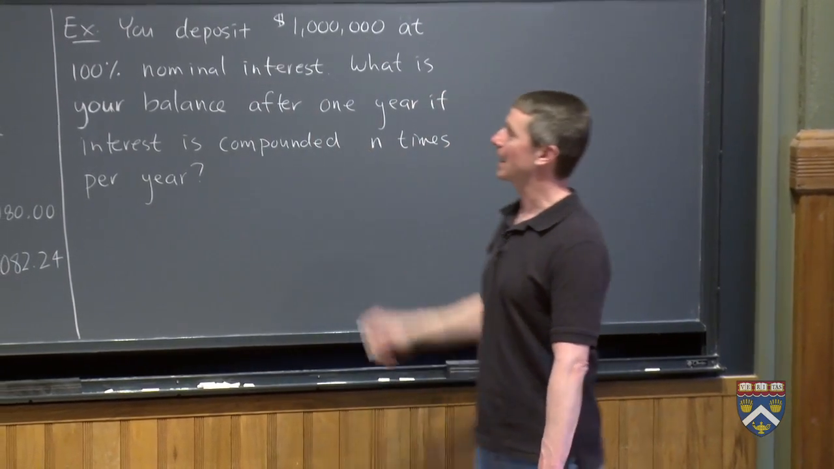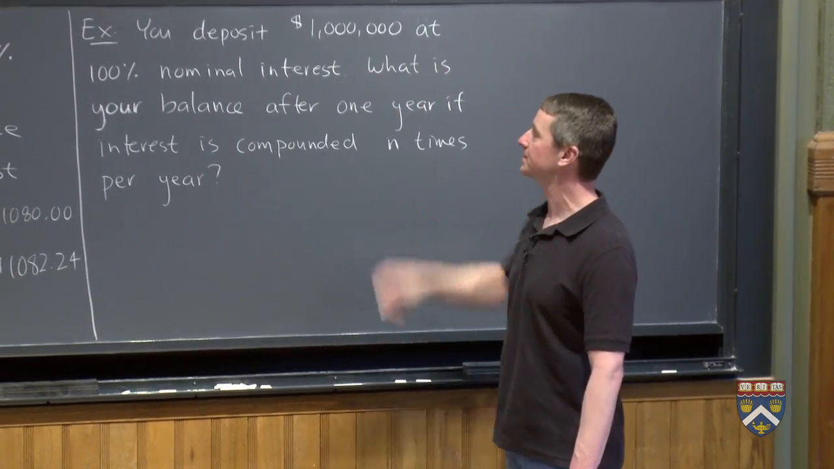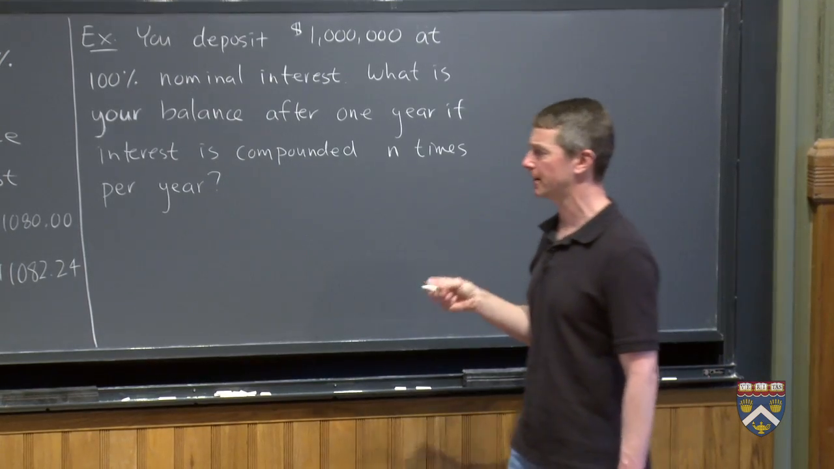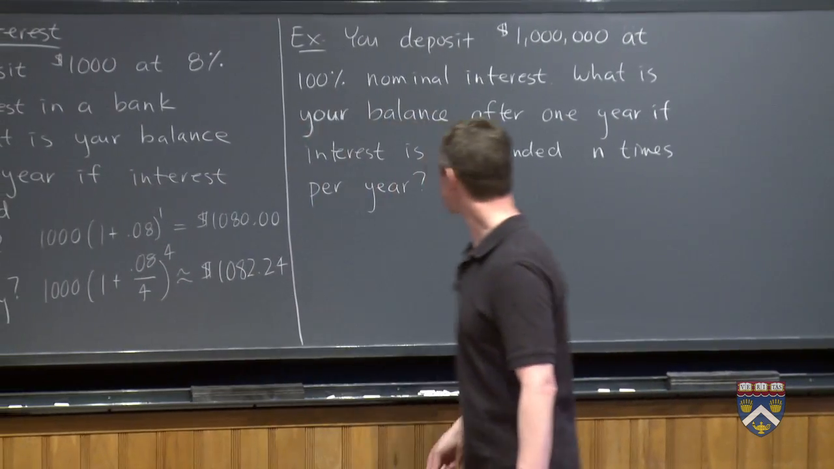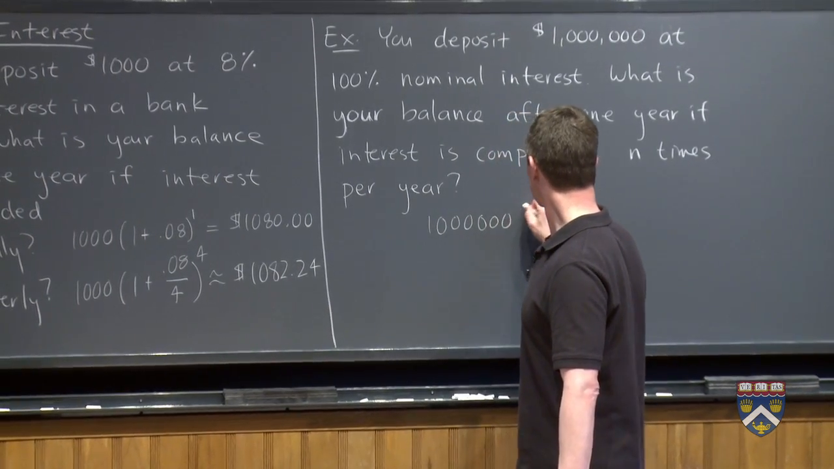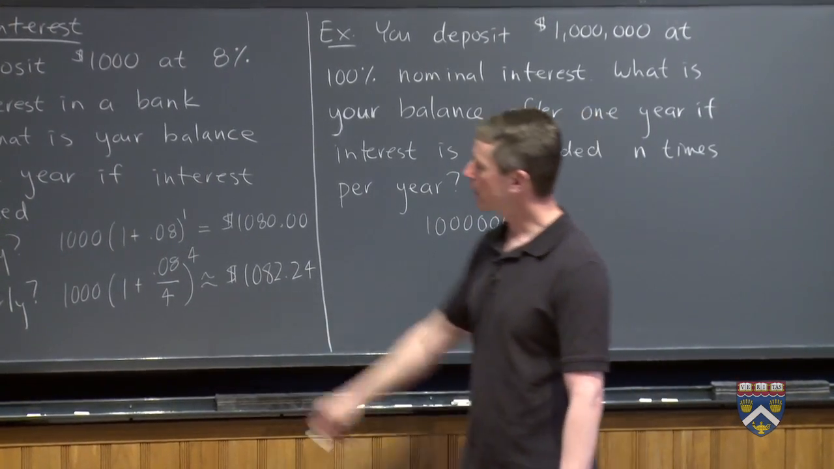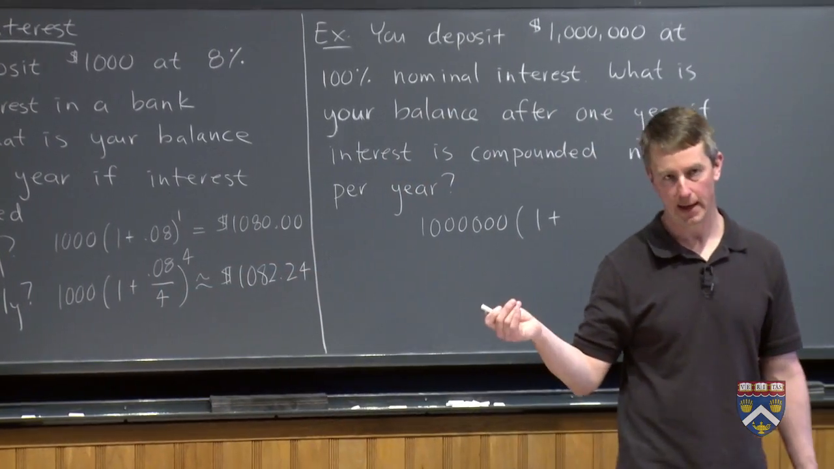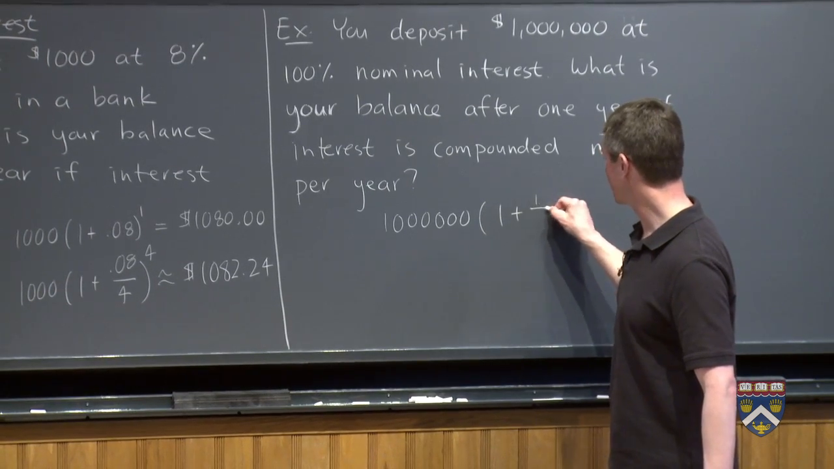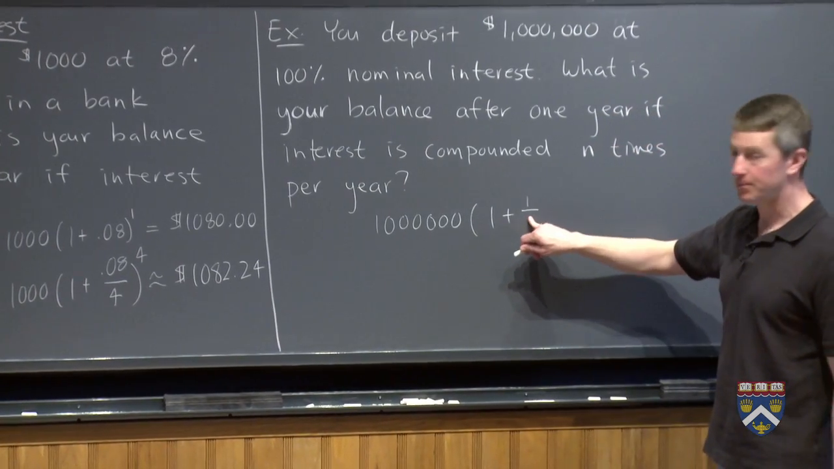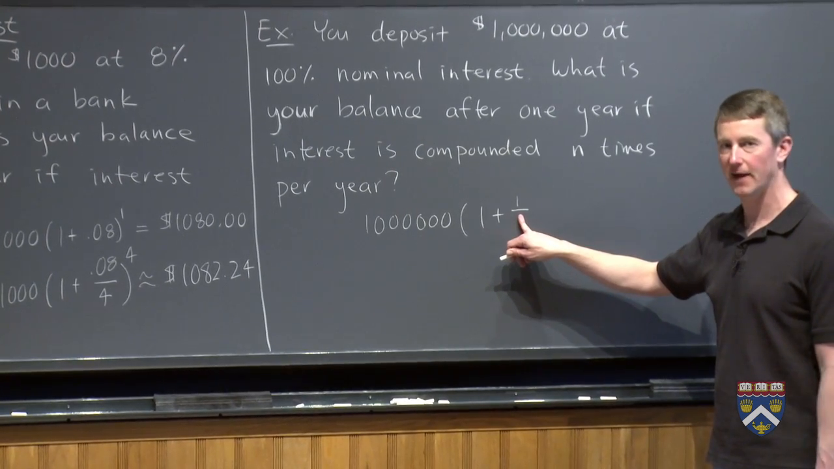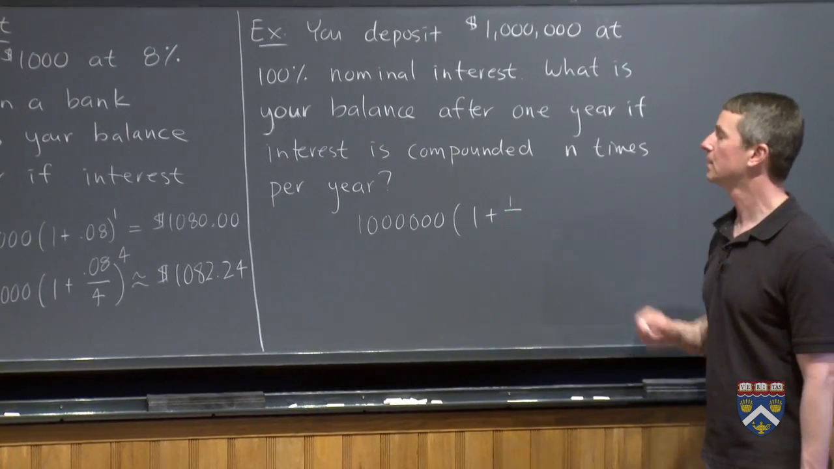But to make the numbers work out to what we want to see, we're going to say this. $1 million, 100% nominal interest. How much will you have after 1 year if the interest is compounded n times per year? So very similar to this. So you're going to have the 1 million, 1 plus, so when it was 8%, we put 0.08, but now it's 100%, so 100% really means putting a 1 there. And if we were compounding it quarterly, we'd put a 4 down here, and what would this work out to be? It would be 1.25, meaning you're earning 25% a quarter, which makes perfect sense. That's what we would expect.